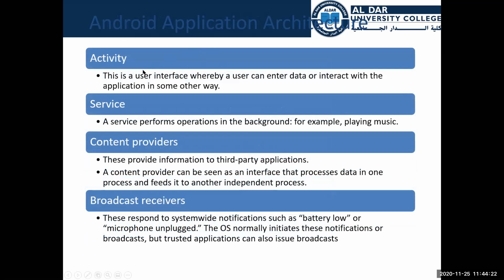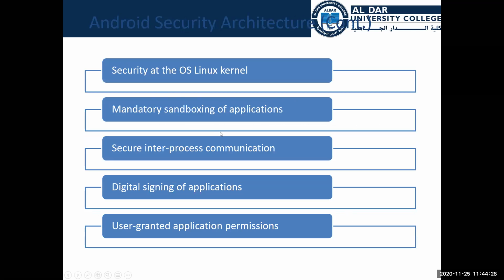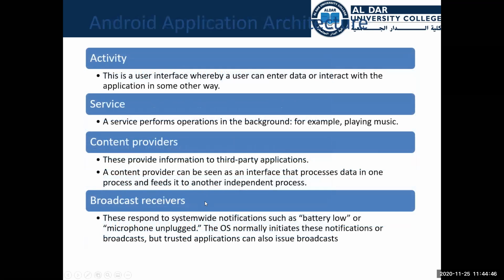So we can say the architecture also has layers of security. Layers of security on the operating system layer and also for the user. This is the highest one, and this is the lowest one. This is at the kernel, and this is at the user interface.